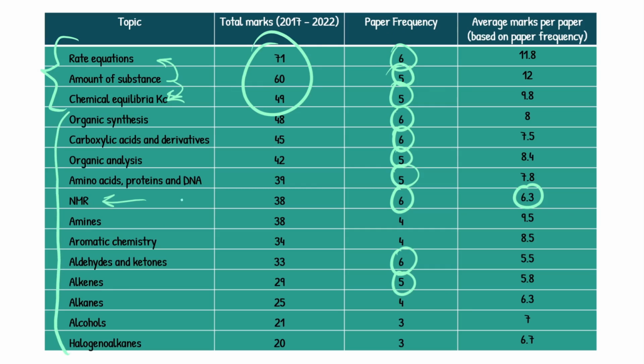In terms of organic, we can see here, organic synthesis, this is chunky. Carboxylic acids and derivatives, organic analysis, amino acids, NMR. Okay, these are all big, and amines. Okay, like I said, paper 2 is more difficult to focus on very specific topics because it's so broad. But hopefully this gives you better understanding of how many marks are allocated as well as the question frequency. Okay, so hopefully this helps you out.